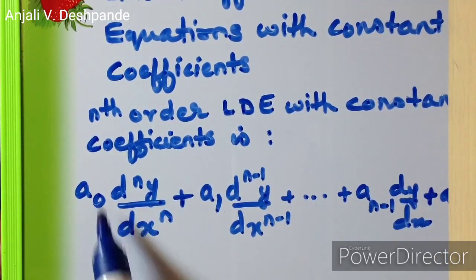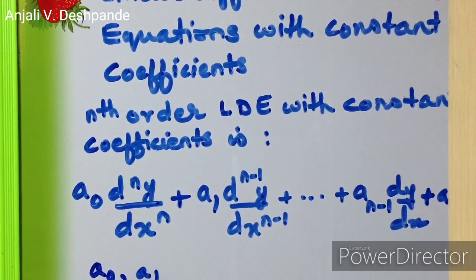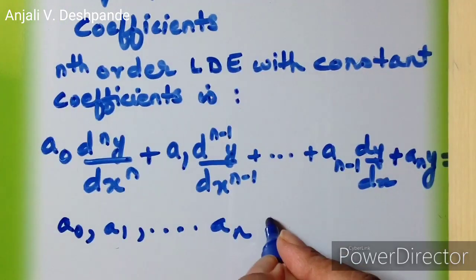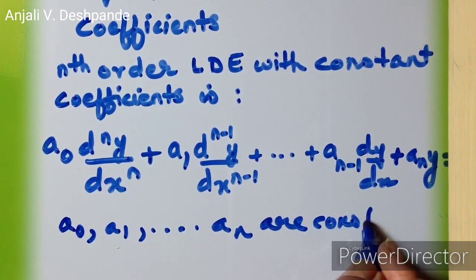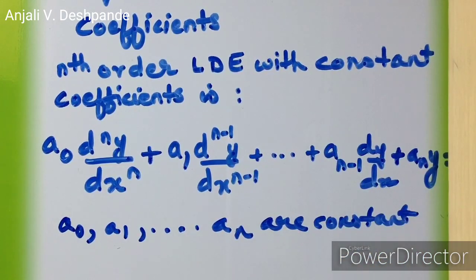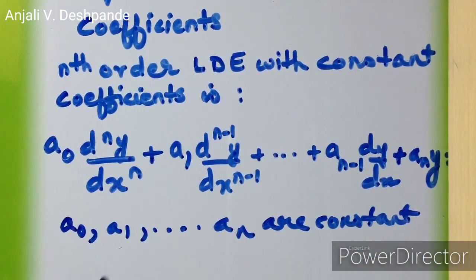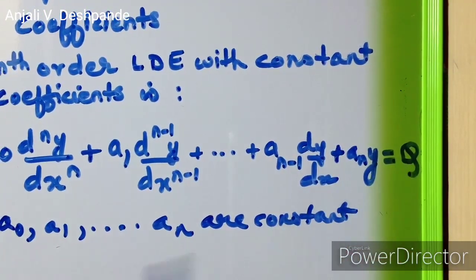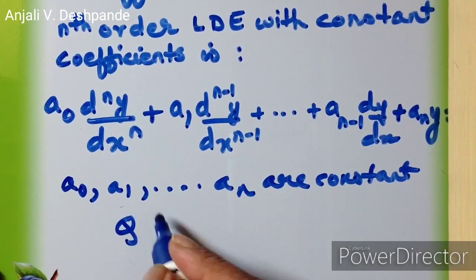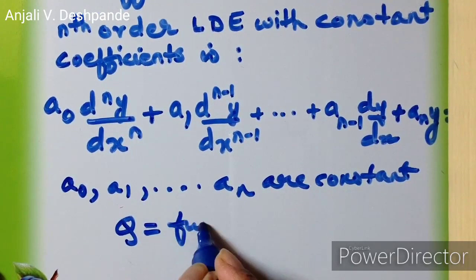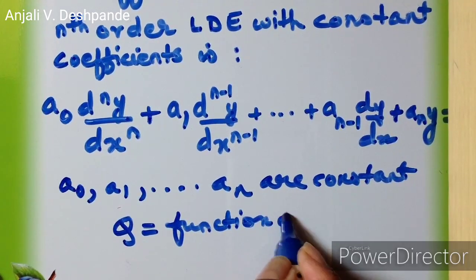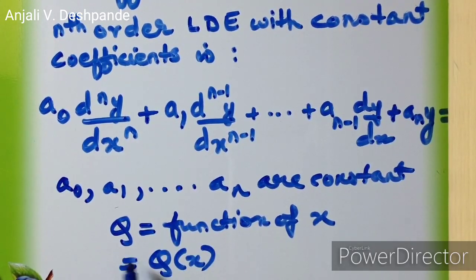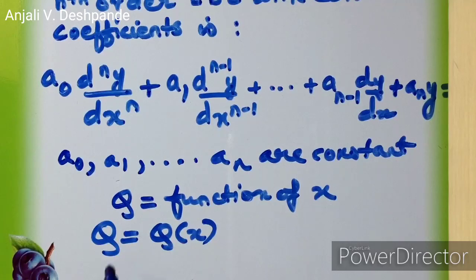So over here these a naught, a1 and so on, all these are constants. That is why this is the linear differential equation with constant coefficients. Now over here, this right hand side, you can see that I have written Q. So this Q is nothing but a function of x. So we can even write it as Q of x. Q is a function of x.